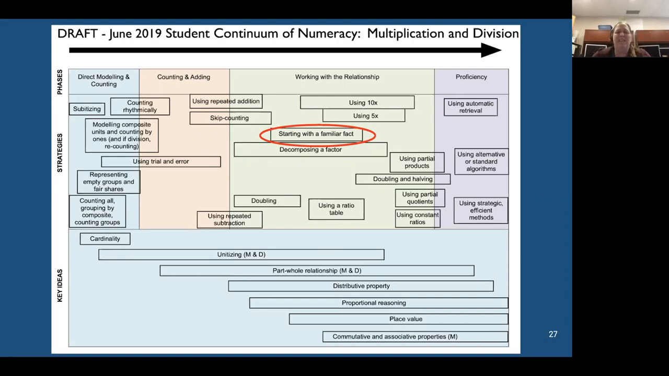So another one that you see, it's really close here, starting with a familiar fact. I actually can sometimes think that these two things can look very similar to each other, but I actually have a video of my daughter doing this one, so I thought that would be a good little change up here.